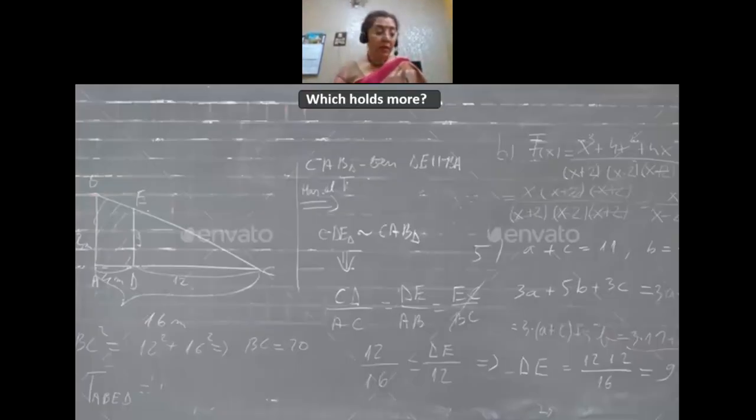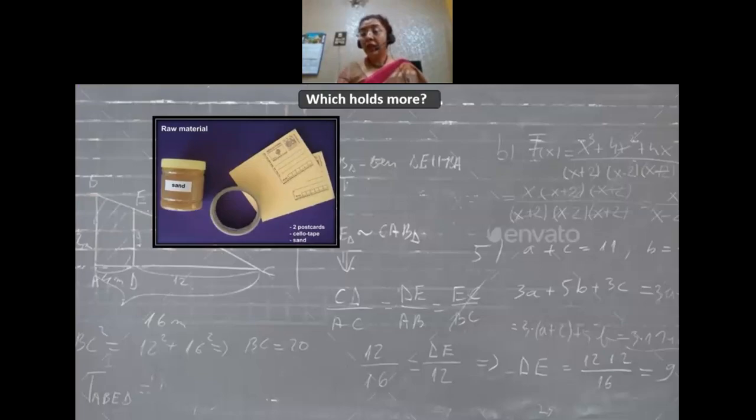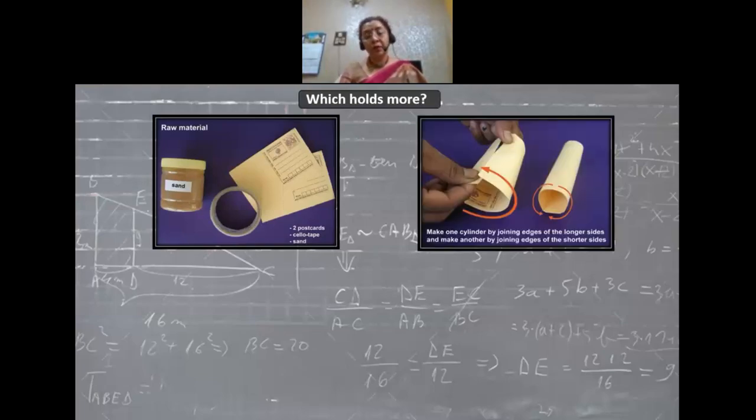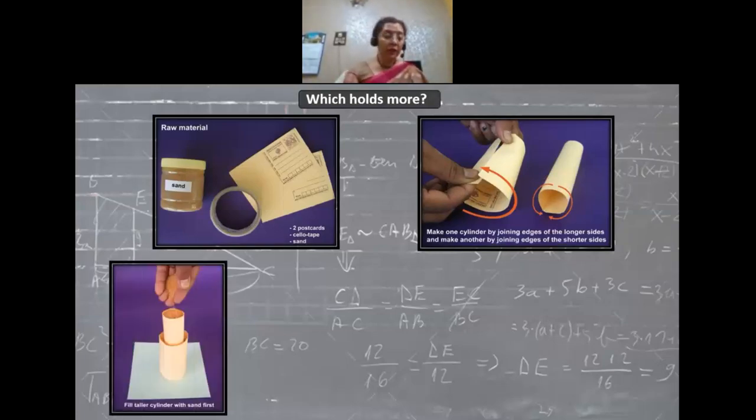Now we were on perimeter and area. If area and volume, ask the students to bring 2 postcards. If they don't have them, ask them to bring 2 rectangular papers of equal shape. Now roll the papers, one lengthwise, one breadthwise. Now tell the students to put the thinner cylinder inside the thicker one. Fill the thinner cylinder with sand. Now pull out the thinner cylinder.